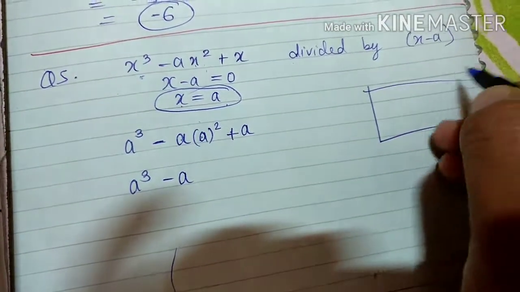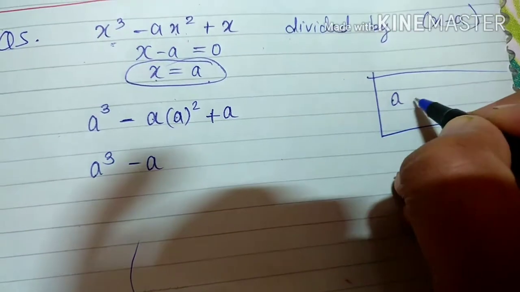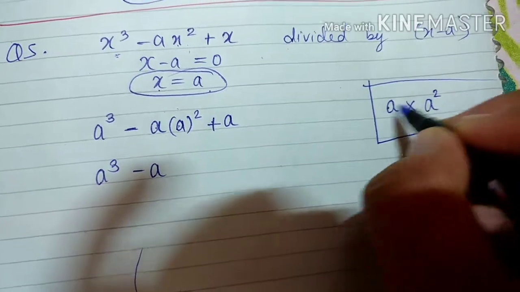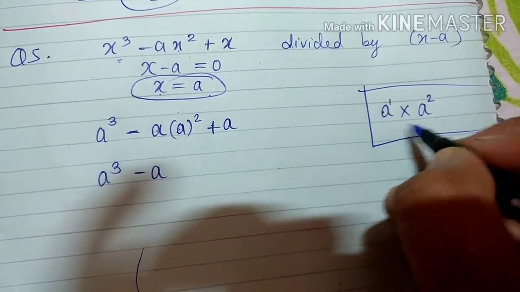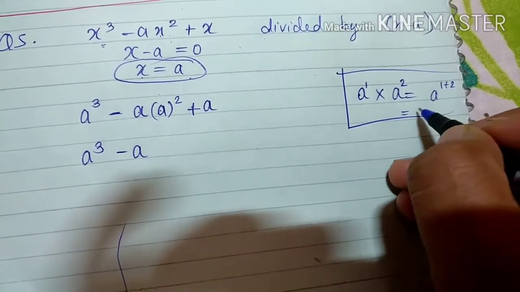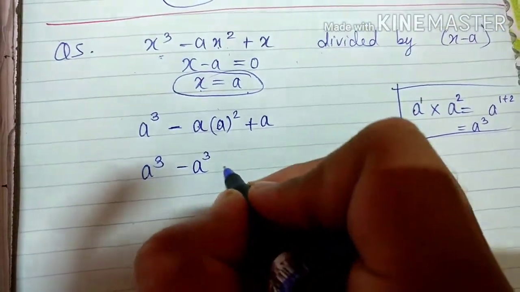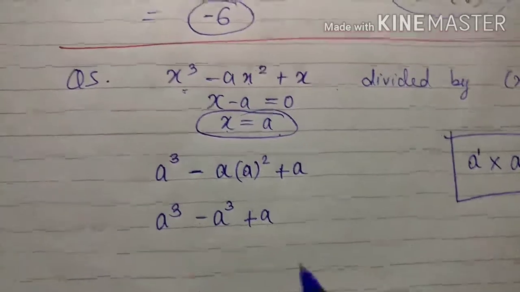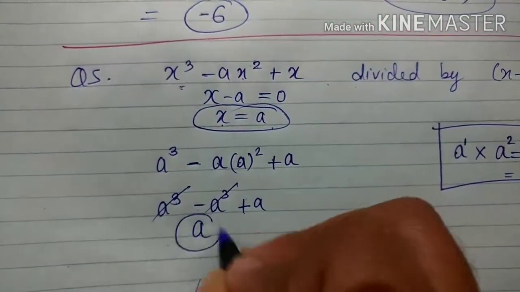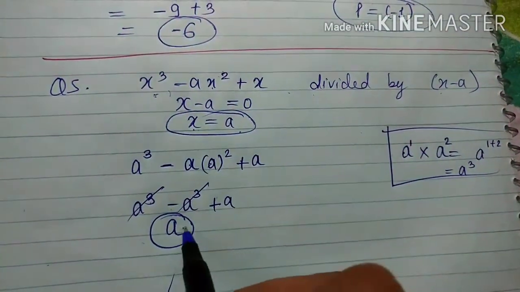If you remember the chapter law of exponents, we have learned that if you multiply the same base having different powers, this has power 2 and this a has power 1, so what will happen? Their powers will be added, so we add 1 plus 2, it becomes a cube only. So a into a square means a cube, plus a. Now a cube minus a cube, it fully cancels, what is left? Plus a, it means only a is left. So if we are dividing this by this, what will be left? a is left. So a is the remainder.